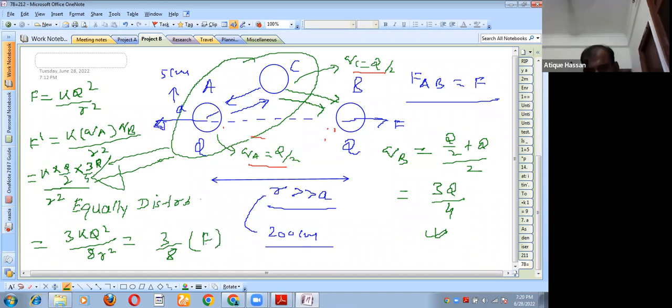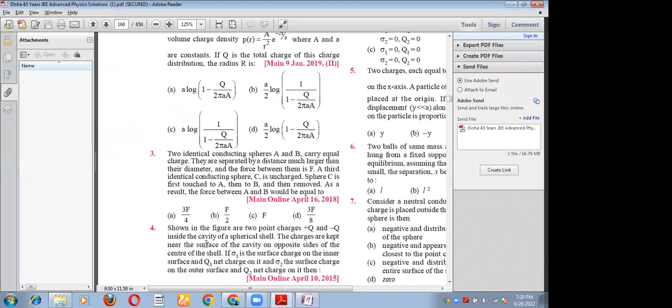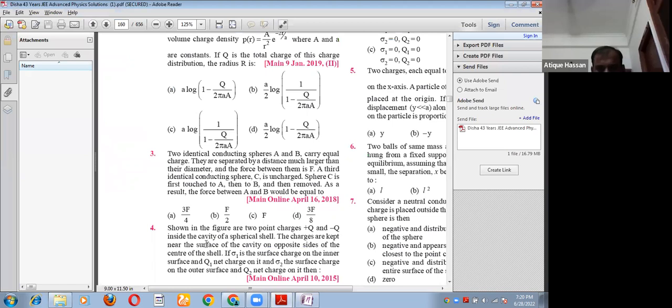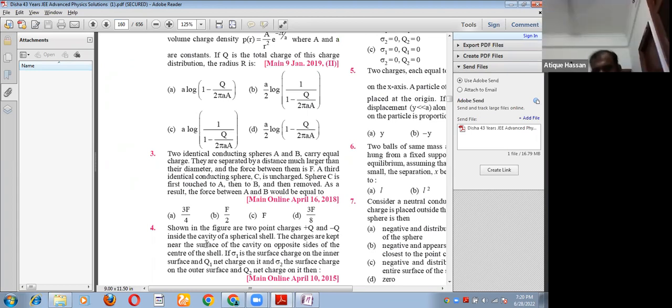Have you got this, Yashika? Yes, sir. So now check the options. Which is the correct answer? D is the correct one, 3F by 8. It's a good question. You have to apply the concept of distribution of charge. Not much tough, but you have to use the concept of distribution of charge. So this is how we got the answer for this one.